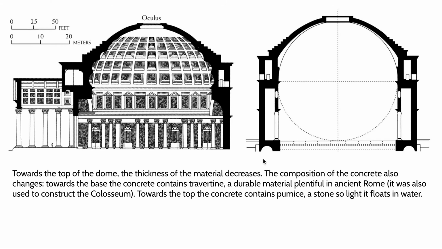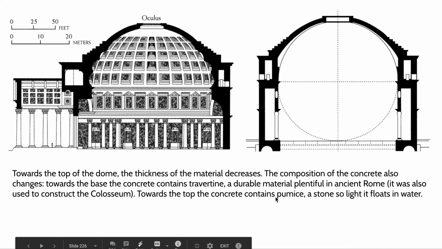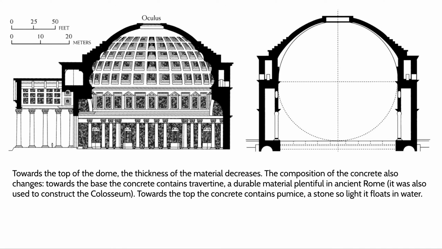So the stuff at the bottom, for example, had a lot of travertine in it, which is a very durable stone, whereas the concrete at the top actually used pumice. So those of you who have heard this word pumice before, you've probably used a pumice stone to get rid of dead skin on the heels of your feet. It's this fabulous volcanic stone that is very light and it's porous and it actually floats. So the lightest kind of stone is used towards the top, whereas the heavier, more durable stuff is used towards the bottom.